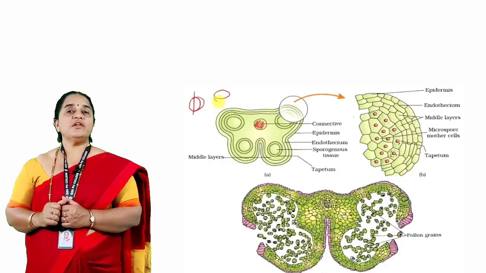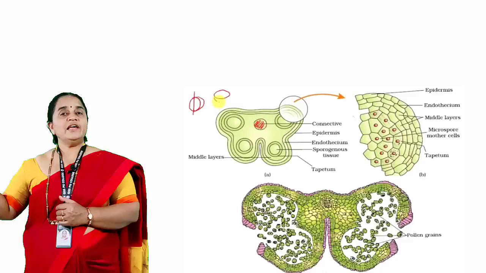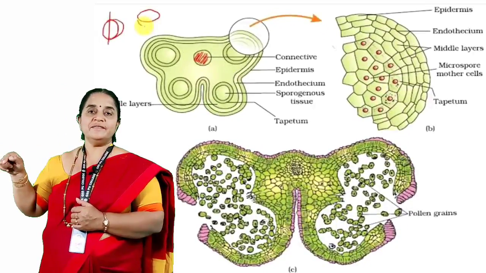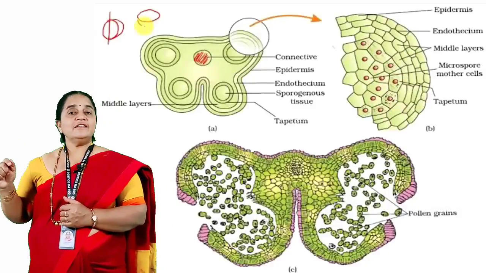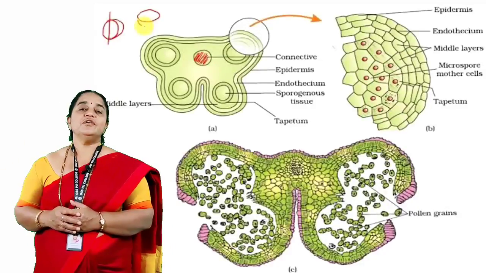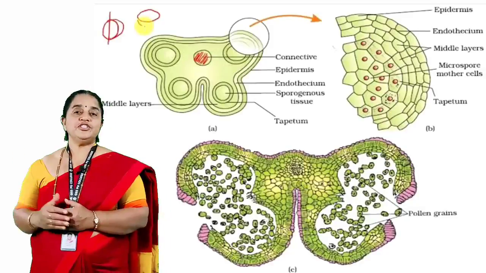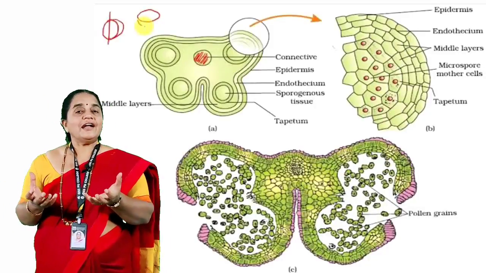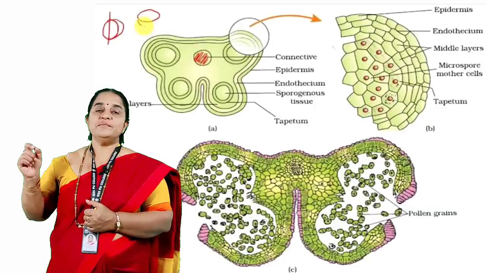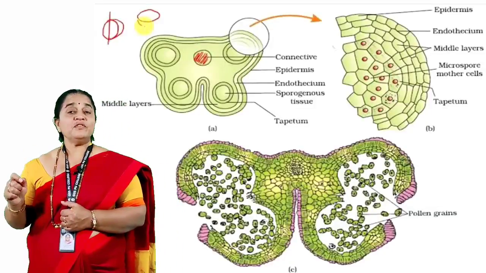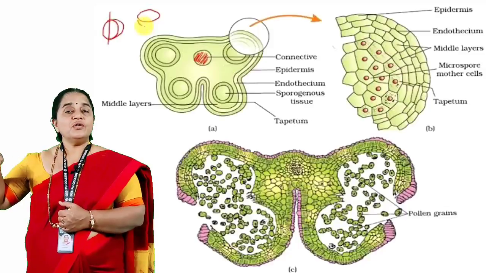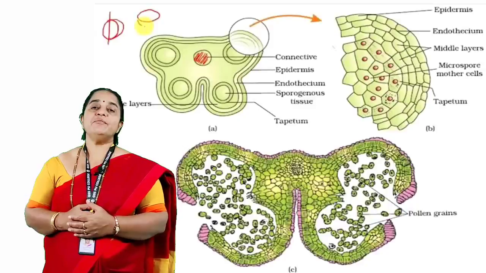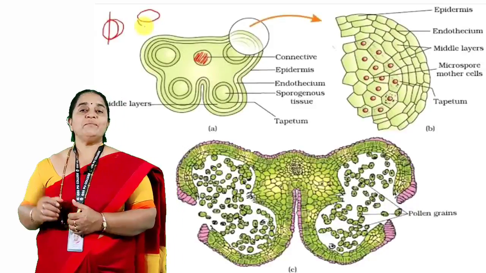It comprises four layers. The outermost layer is epidermis, where parenchyma cells are arranged in a single layer. The second layer, for mechanical support, is known as endothecium. The third is a multi-layered region which acts like a shock absorber, known as the middle layer. And the innermost layer, which forms the outer covering of the microsporangium and nourishes the developing microspores, is called tapetum.